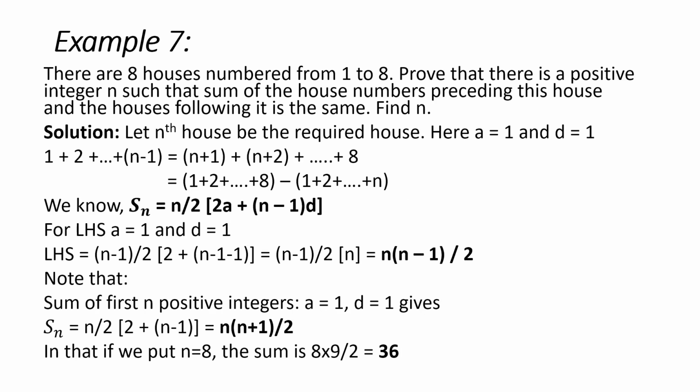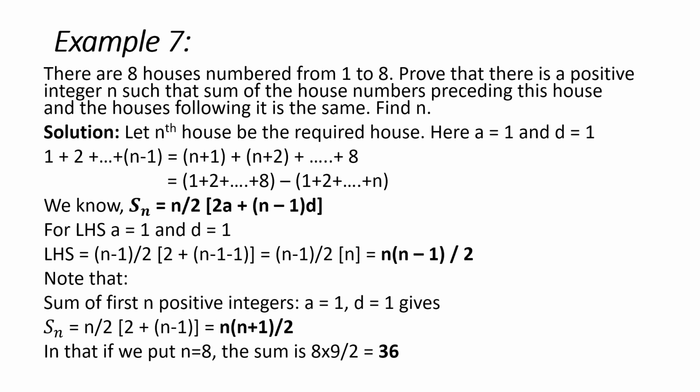Next interesting example. There are 8 houses numbered from 1 to 8. Prove that there is a positive integer n such that the sum of the house numbers preceding this house and the houses following it is the same. Find that n. Now what is given is there are 8 houses 1, 2, 3, 4 up till 8. We have to find a number n such that the sum of the houses before that number and the sum of the houses after that number is same. So that n we have to find out.